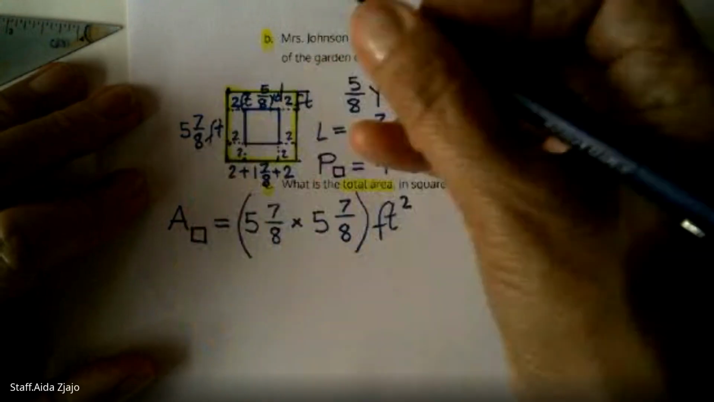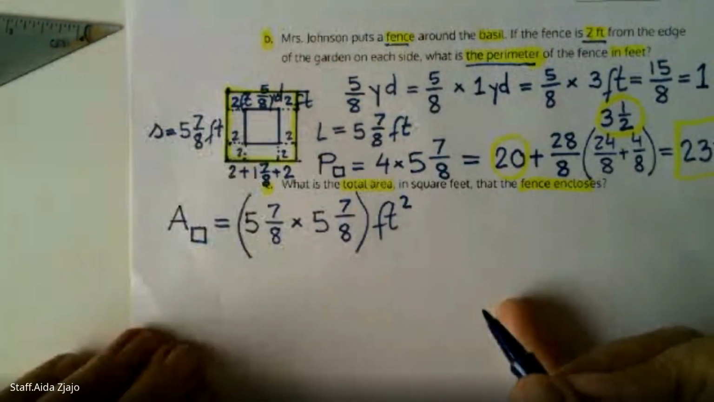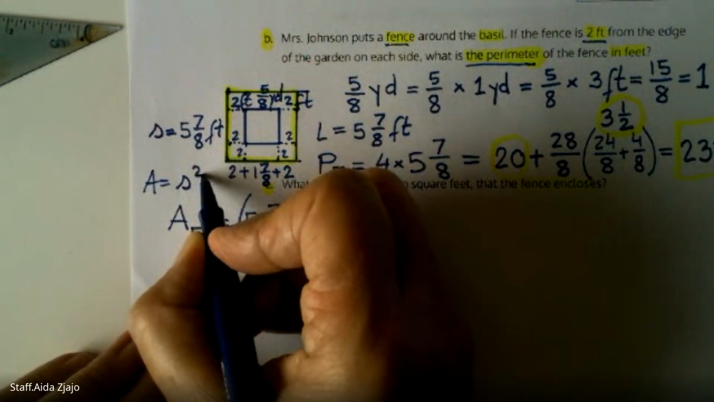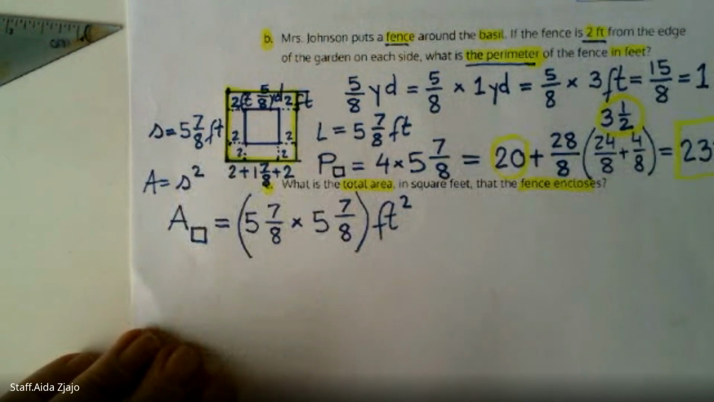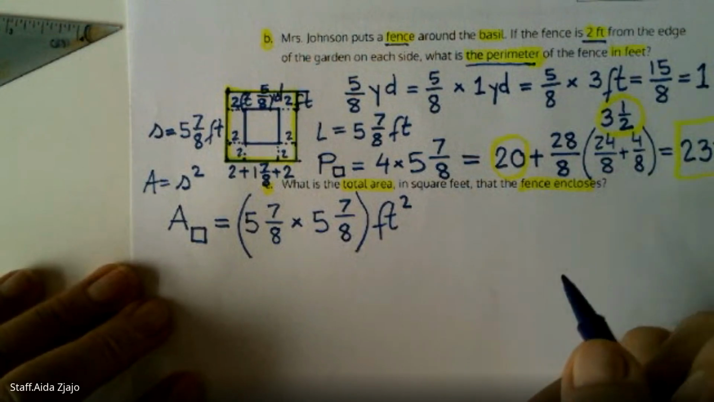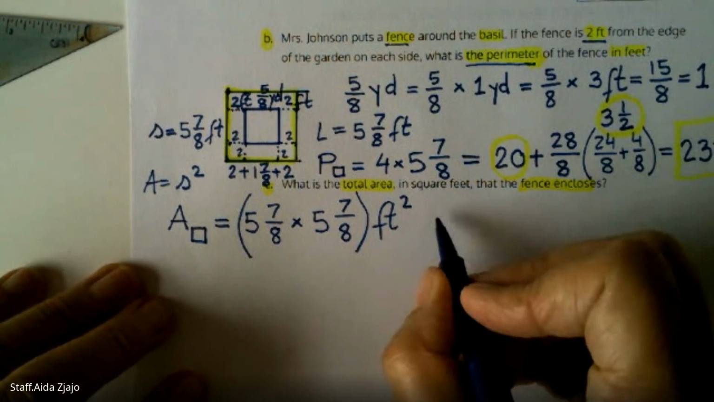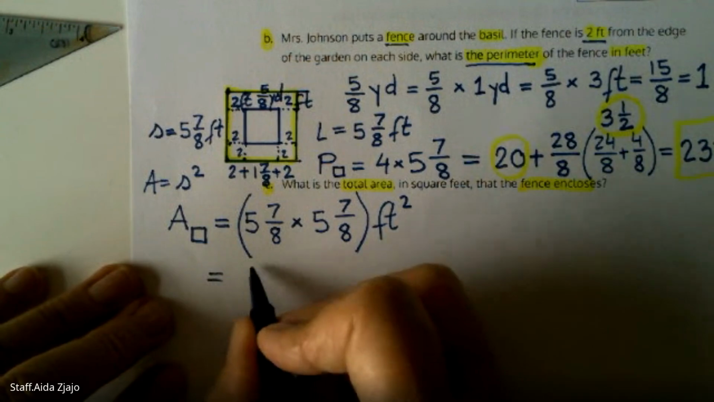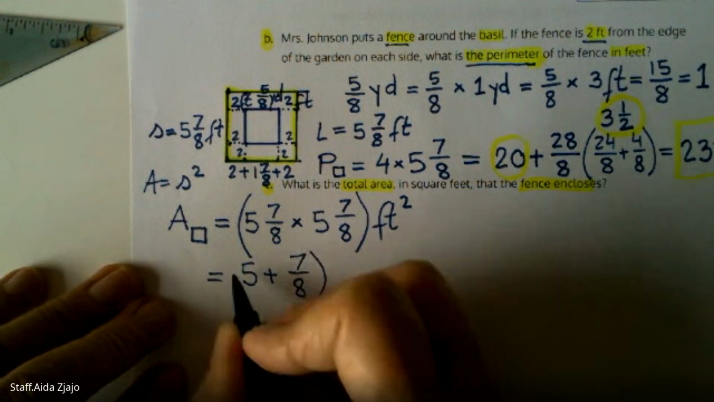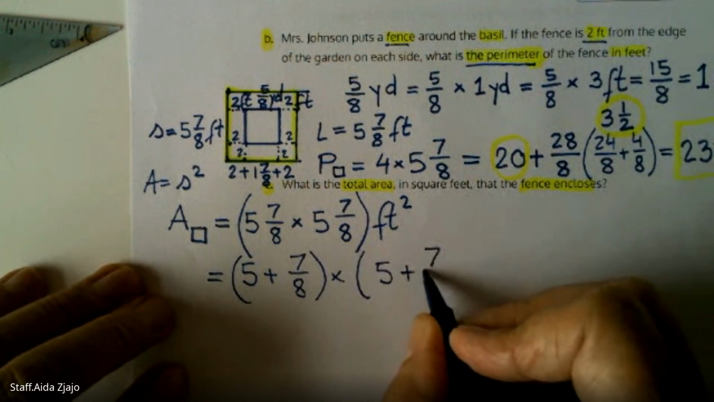Okay, and then I can label this S equals 5 7/8. So if I find the area, area is S squared, or S multiplied twice. So let's do the distributive property. We're going to do 5 plus 7/8 times 5 plus 7/8.